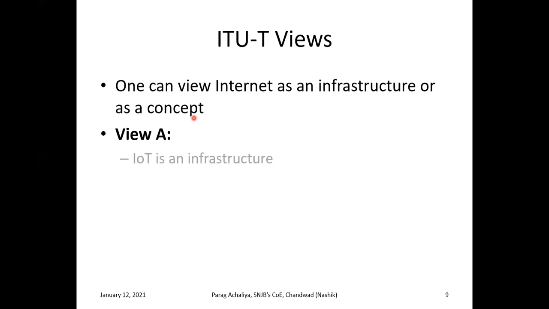The first view will be IoT is an infrastructure, and the second view will be it is just a concept. If you consider it as an infrastructure, then it will involve your hardware as well as software. The hardware can be, as I told you, physical objects, sensors, Raspberry Pi, Arduino, and lots of things. So this hardware part comes in as infrastructure. Hardware and software will act as your IoT as an infrastructure, whereas the second view is just a concept. It is not your infrastructure.